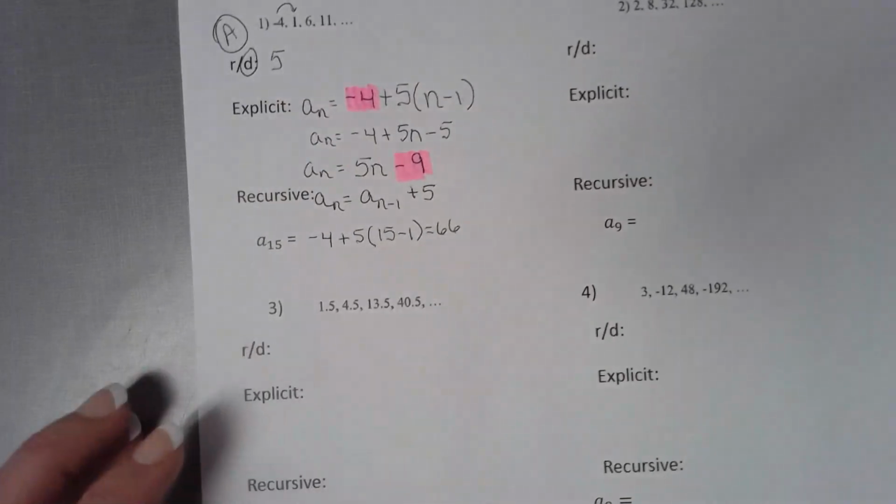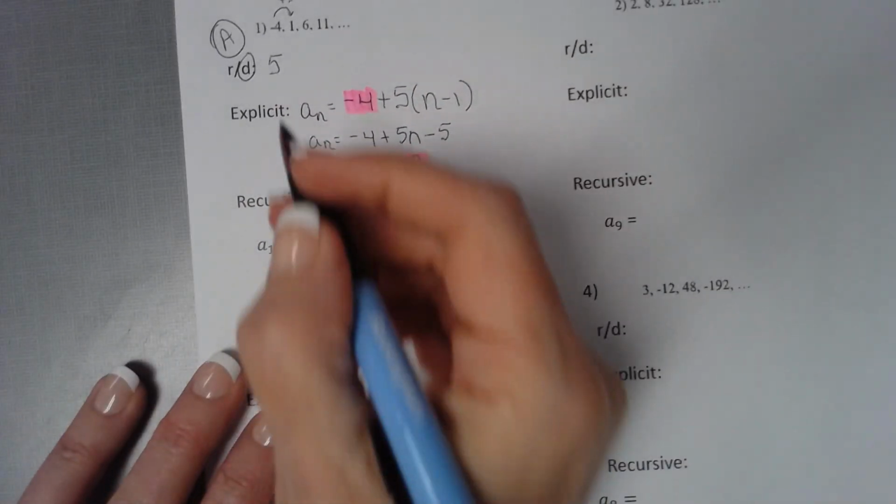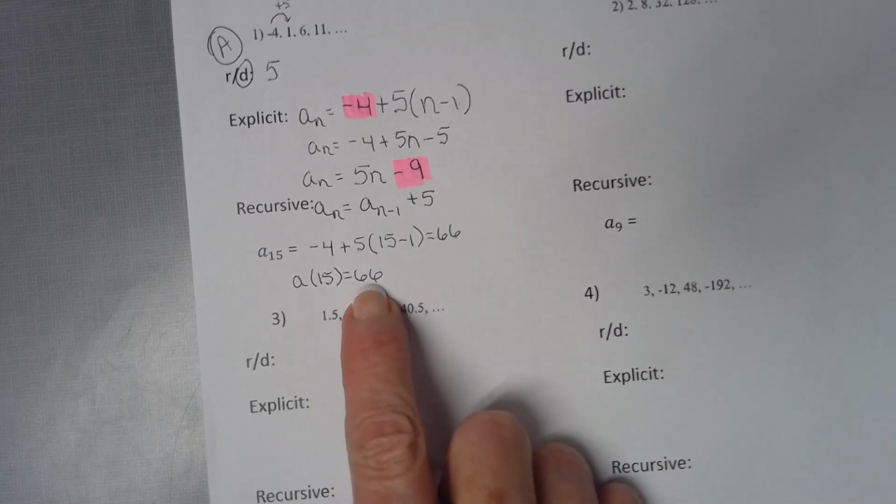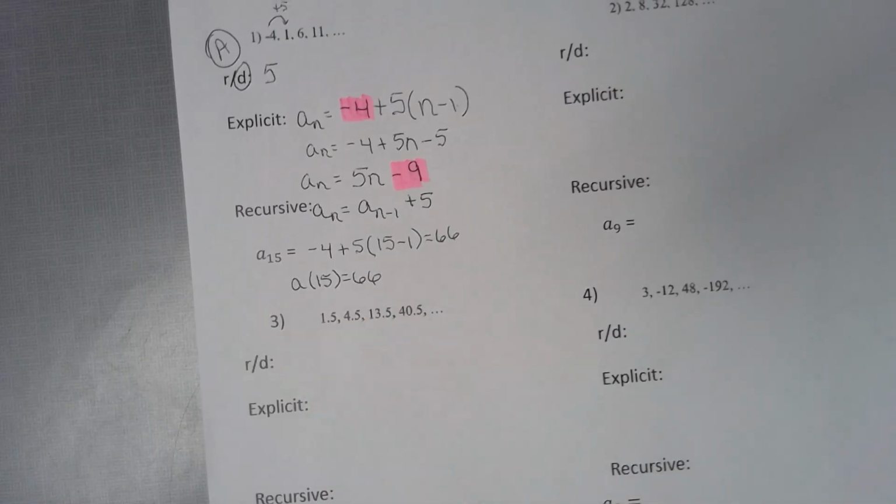Okay? Keep in mind you could also write it this way. If you see that, it's telling you that the 15th term has a value of 66. Okay?